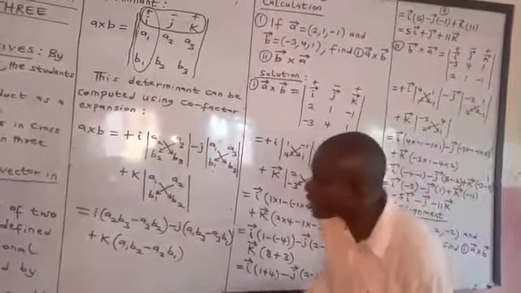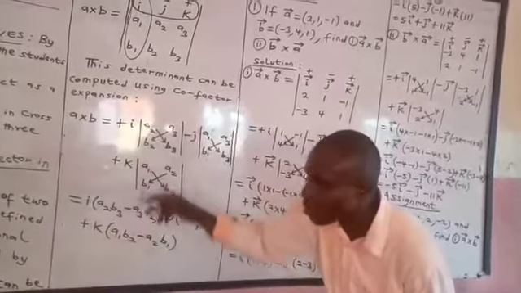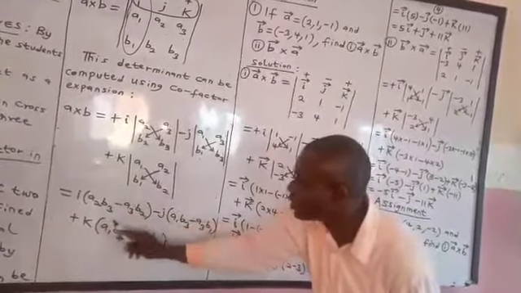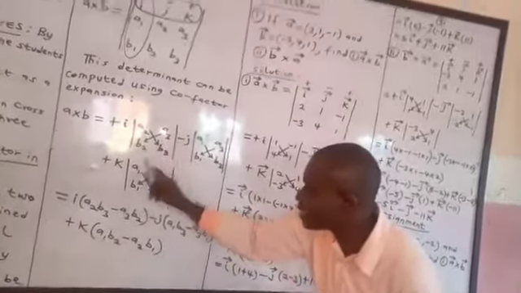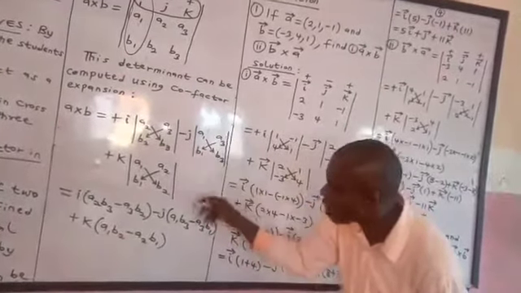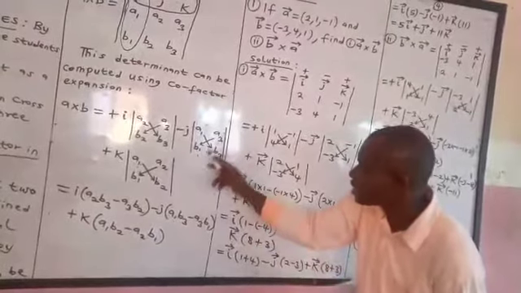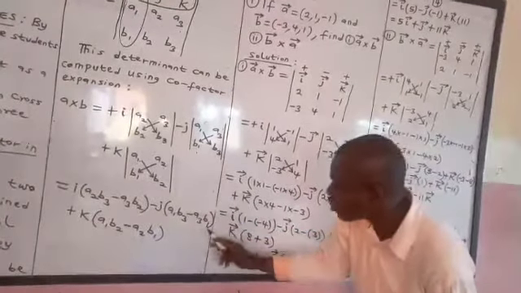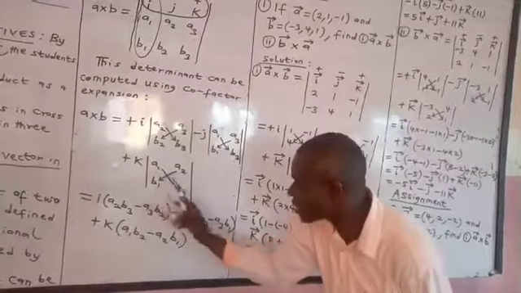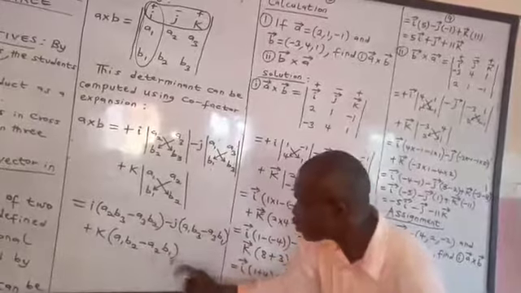After that, you go over to plus I. Plus I, then put the normal bracket: A2 times B3 to give us A2 B3, minus A3 times B2 to give us A3 B2. Then minus J, put the normal bracket: A1 times B3 to give us A1 B3, minus A3 times B1 to give us A3 B1. Then plus K, put the normal bracket: A1 times B2 to give us A1 B2, minus A2 times B1 to give us A2 B1.